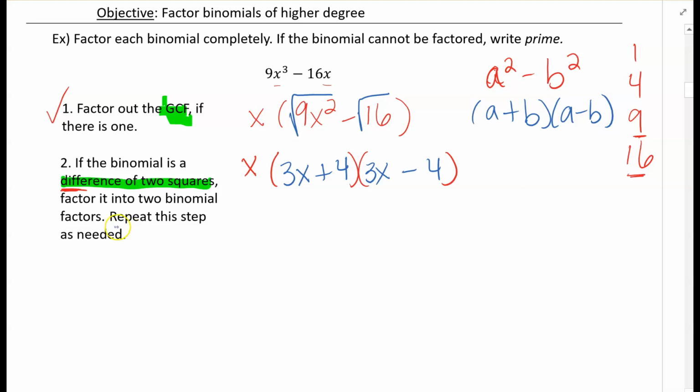And then repeat the step as necessary. If you notice, I can't do anything inside the parentheses. I no longer have a difference of two squares. So this would be your final answer.